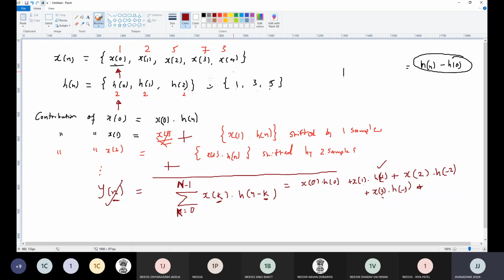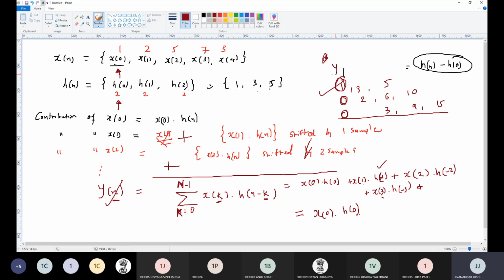So if all these three are zero, then this expansion will reduce to x of 0 into h of 0 alone. Right, yes or no? Yes, sir. Now remember how you were summing the output earlier. Suppose the individual contributions are written as 1, 3, 5, then 2, 6, 10, then 3, 9, 15, and if you are summing up, then this particular is 0 and this particular is 0. So you only need x of 0 into h of 0 to find out y of 0. Do you agree with me? Say yes or no.